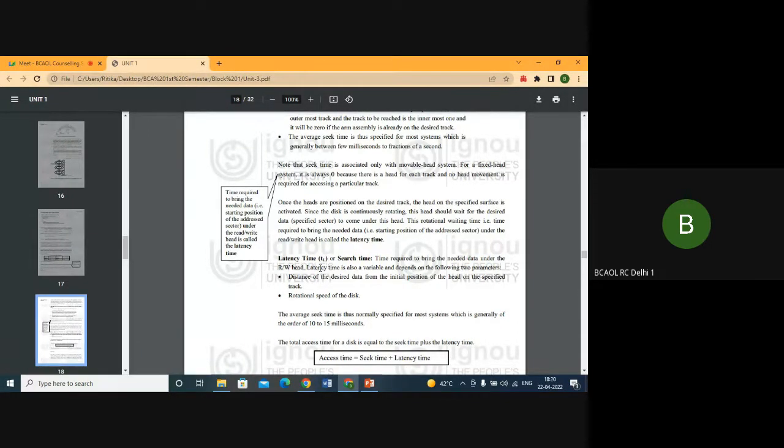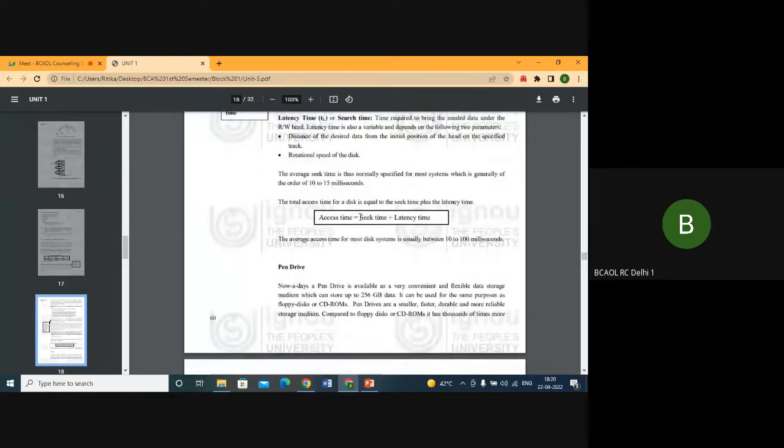Now your track has been found, and in that track the data will be on a particular sector. The time required to bring the needed data under the read-write head is known as latency time. Adding both, seek time plus latency time gives you the access time. The average access time for most disk systems is usually between 10 to 100 milliseconds.